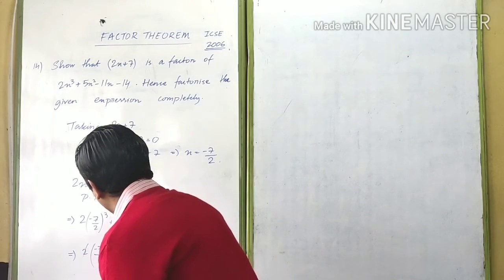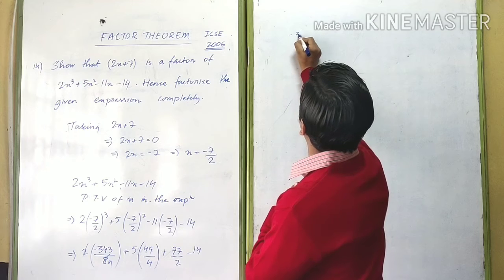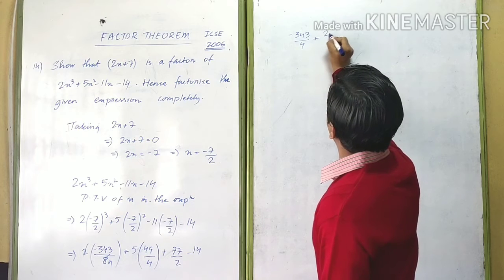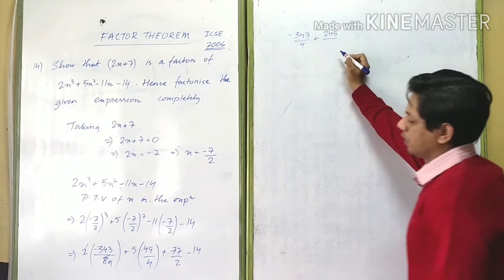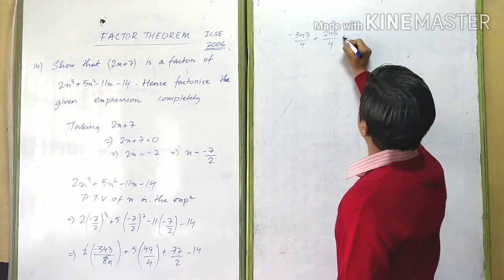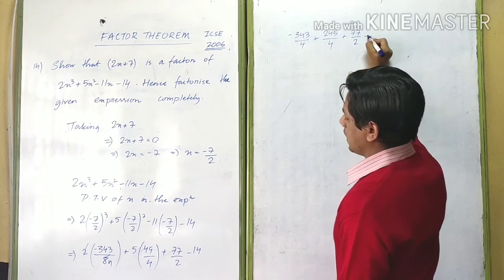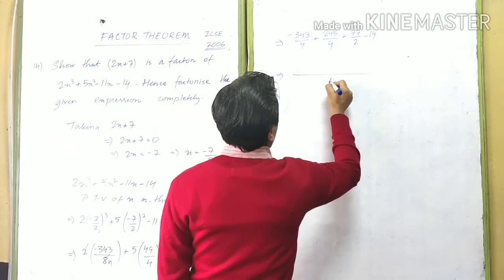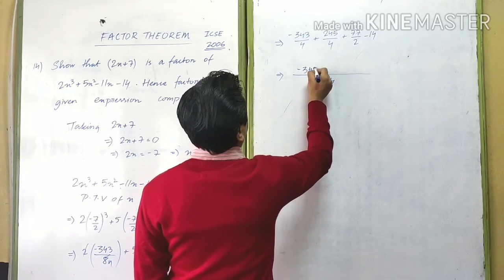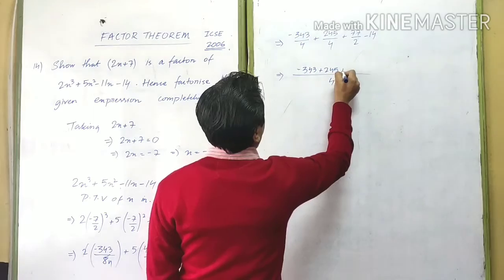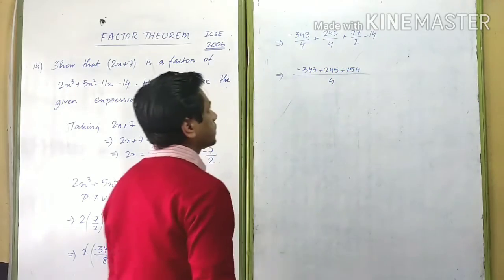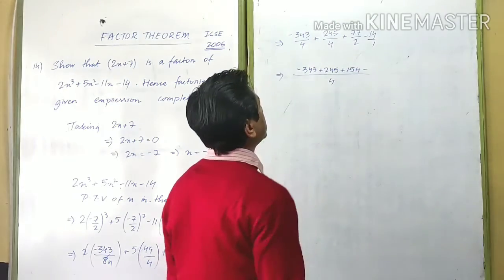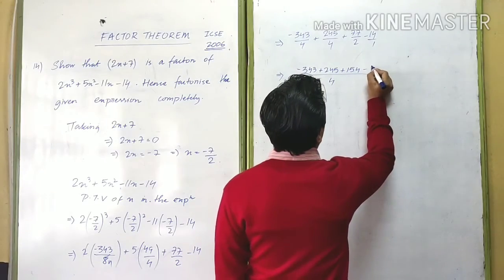This gets cancelled, the 2 4s are. So this becomes minus 343 by 4 plus 245. Then I multiply 5 with 49 by 4 plus 77 by 2 minus 14. We take the LCM 4, so this becomes minus 343 plus 245 plus 154. 2 2s are 4, 2 into 77 is 154, minus 14 with nothing out here means 1 in the denominator. So this becomes 14 4s are 56.